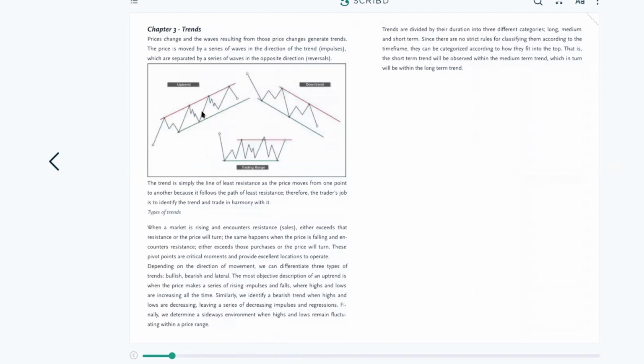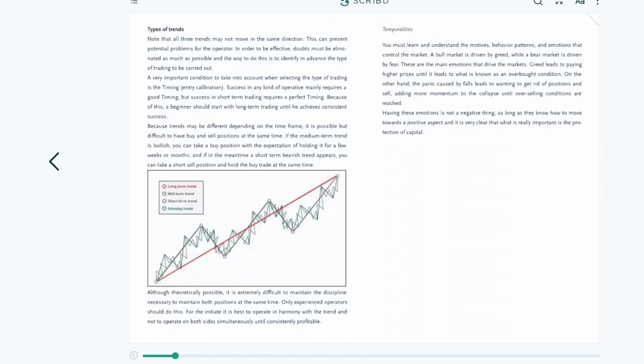So let's cover structure and trend. We have uptrend, downtrend, and trading range, which is sideways, right? And then we have all types of trends, which is structure: long-term, mid-term, short-term, and intraday. Now, those words are kind of retail vibes, which I don't really like.